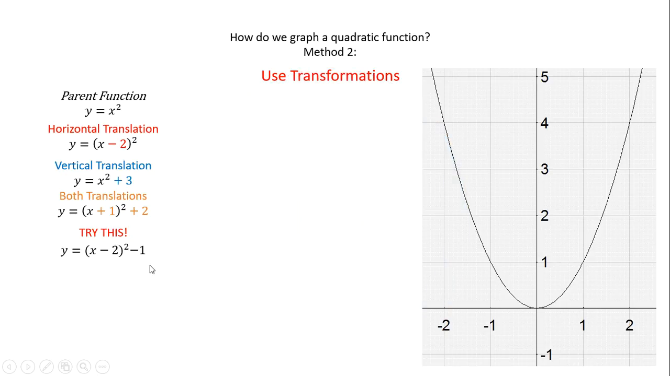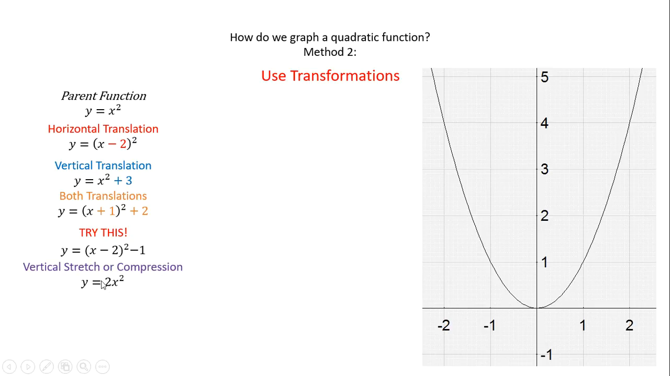Do you think you have it? Did you get your vertex at 2 comma negative 1? Start at the parent function. It moves right and down there. Is this where your graph was? If yes, nice job.